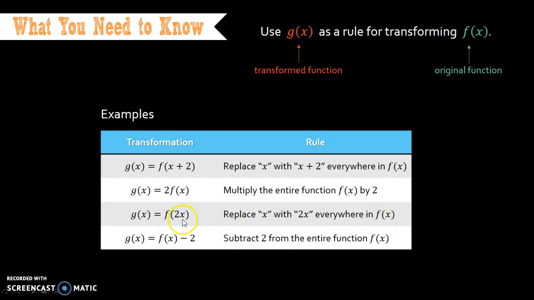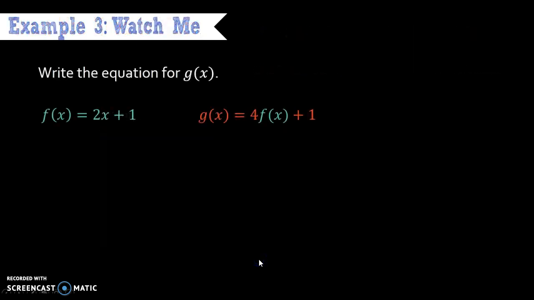Remember that whatever value you have in the parentheses right here just represents your input. It's telling you what to plug into the equation. And then this last one right here, g of x equals f of x minus 2. You're going to be subtracting 2 from your entire original function.